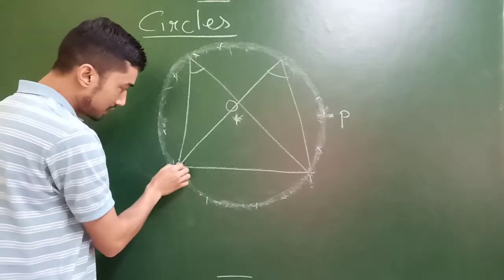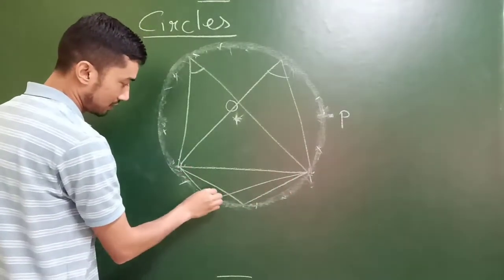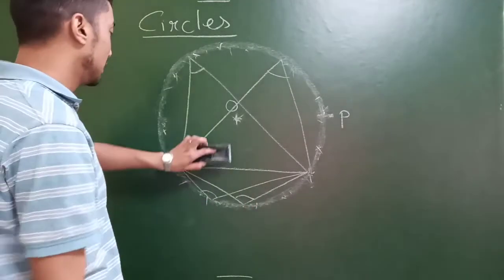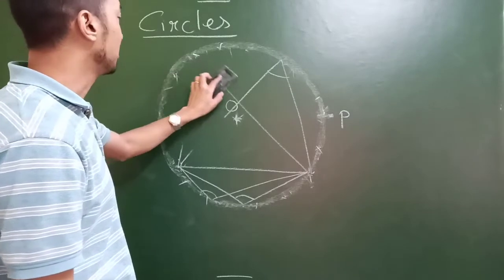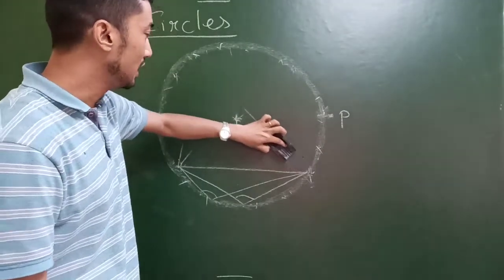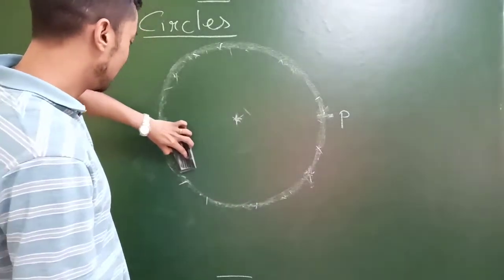Same here also. In the minor segment also, maybe this is one of the angles. This is one angle formed by the chord. This angle, this angle. These two angles again will be the same. So angles formed by a chord in the same segment, of course, are equal. Right? This is one.